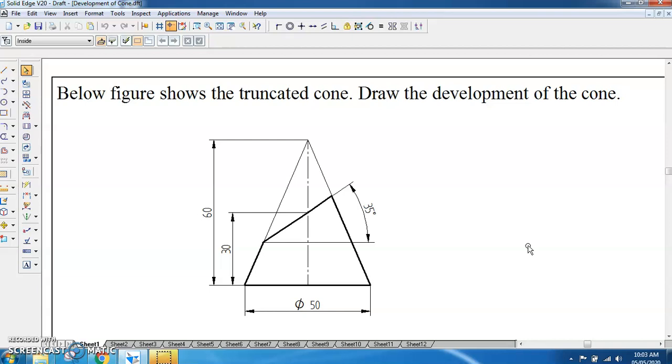So previously we have seen the development of prism and pyramid where everything was given in the form of statement, but sometimes you will be getting a problem statement in the form of figure. So here is that case. Below figure shows the truncated cone. Draw the development of the cone.